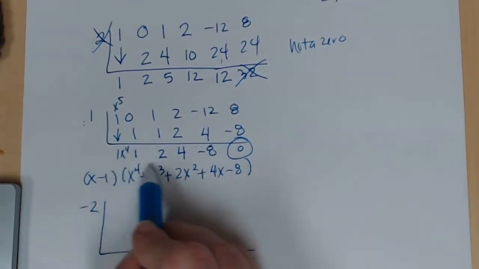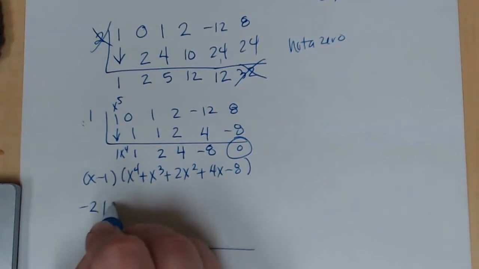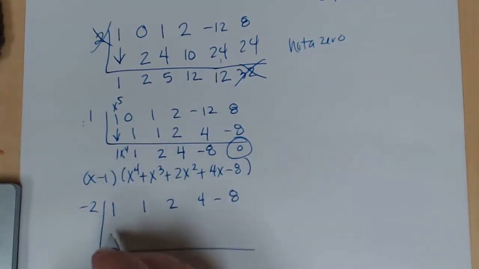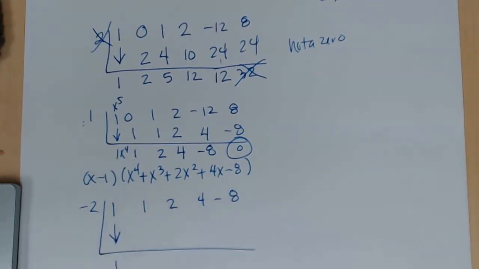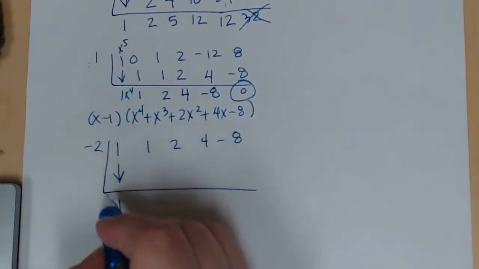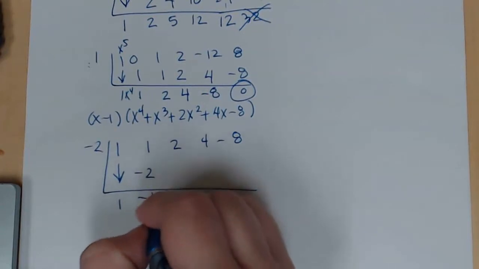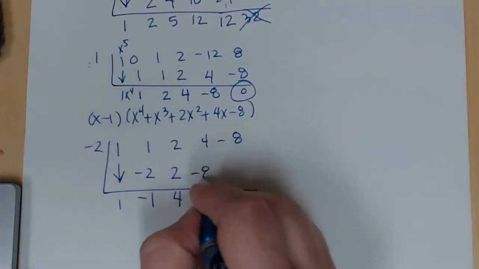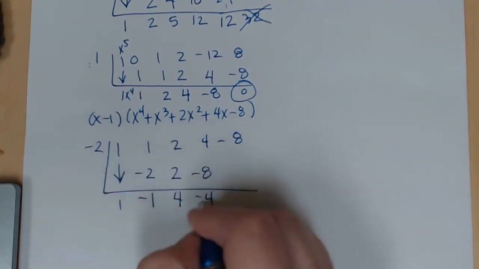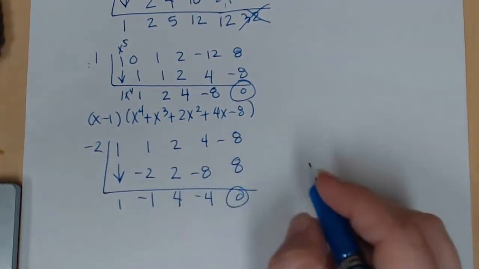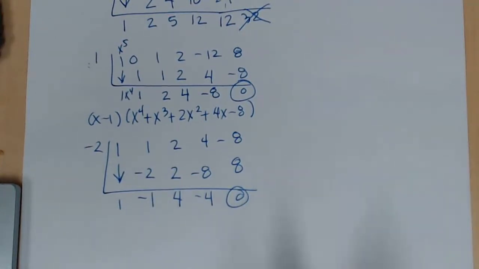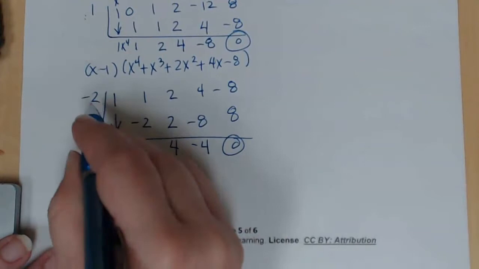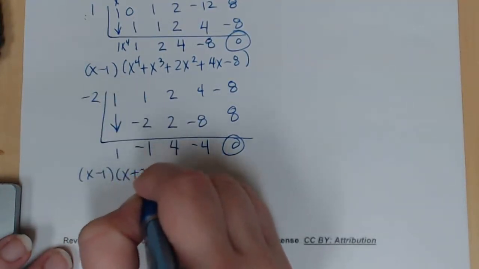Now I'm going to work with what I have left. I'm not going to keep going back up to the original. So 1, 1, 2, 4, and negative 8. So I'm going to do synthetic. Bring the 1 down. Multiply, add, multiply, add, multiply, add, multiply, add, and thank goodness we got another 0. So that means now we have the x minus 1 and negative 2, so x plus 2.